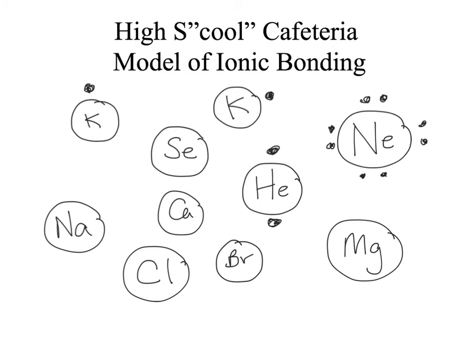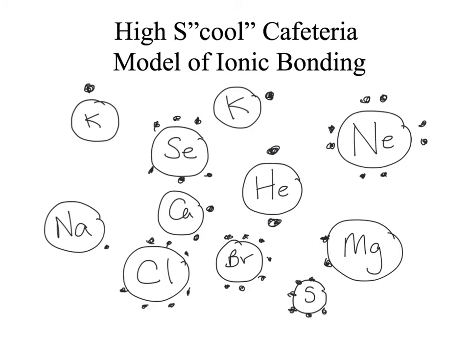The other elements that are shown here don't have full tables, but they want to be cool, so they want to fill their tables with electrons. So I've gone ahead and drawn in the chairs for these other atoms, and you'll see that potassium has 1 chair because it has just 1 valence electron. Selenium has 6 valence electrons, so it has 6 chairs. Sodium, 1 valence electron, 1 chair. So remembering that they all want to be cool. They want to have full tables.